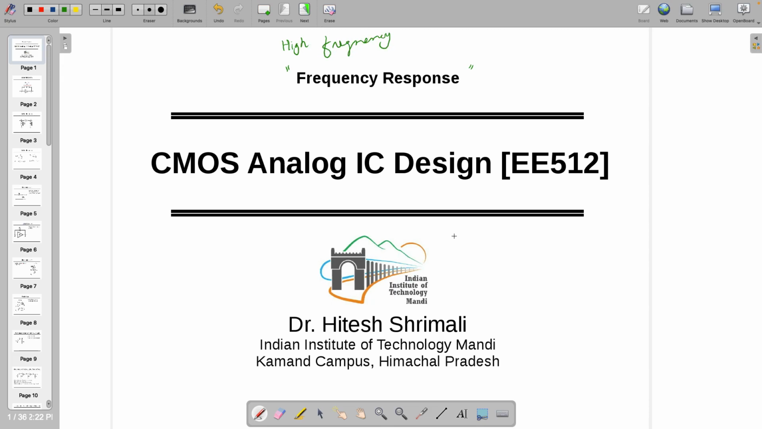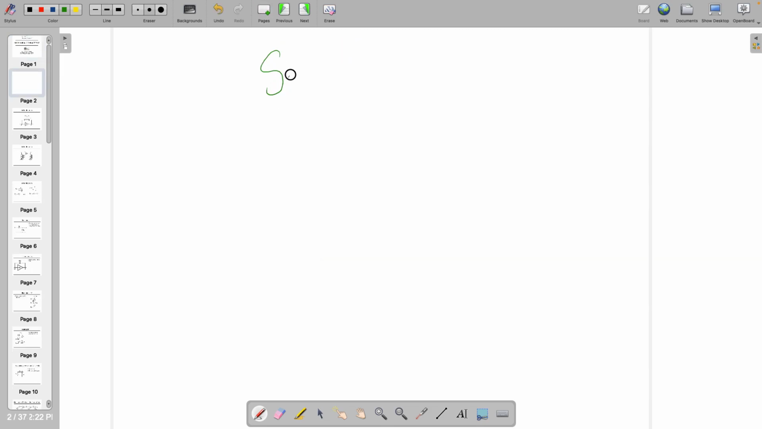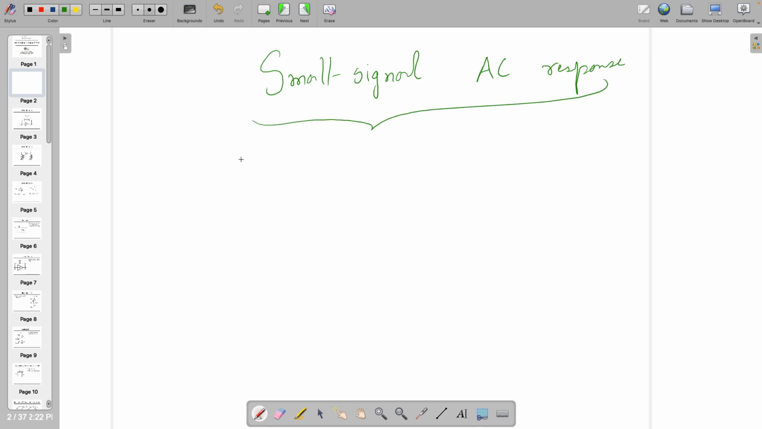So we were using small signal. I'm again reiterating what is the meaning of small signal. AC response means it's all about low frequency. Low frequency is as low as 0. However, it's not 0 hertz. It might be 1 kilo, 100 hertz or something. It depends on the application, right?